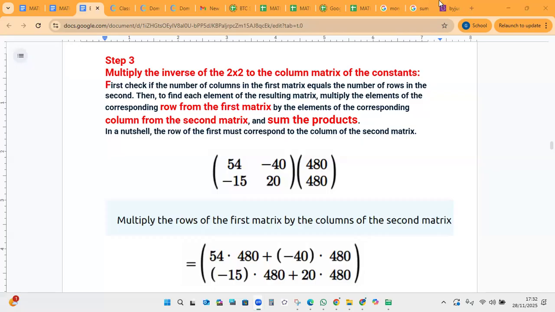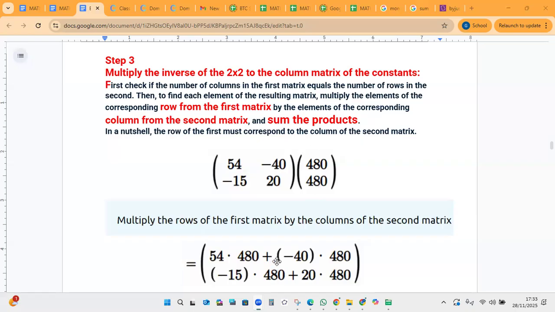Okay, here is just to verify. At the beginning here, it is saying just to verify if multiplication is possible. So the number of columns of the first must equal the number of rows of the second. If that's the case, then you can multiply. And it is row times column, and you have to add the products to get one element. So 54 corresponds to 480, minus 40 corresponds to 480. So it's 54 times 480 plus minus 40 times 480, row times column.